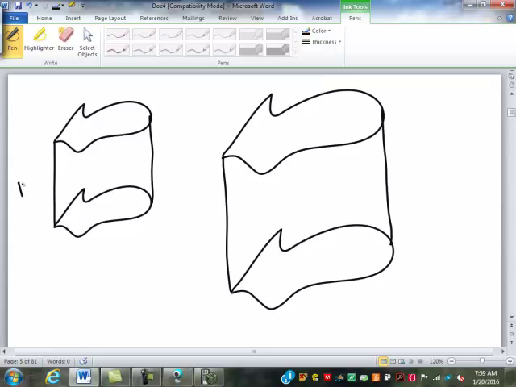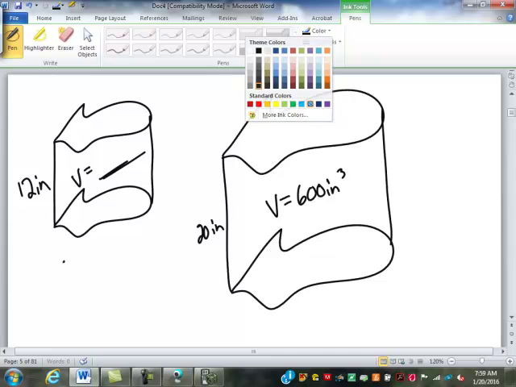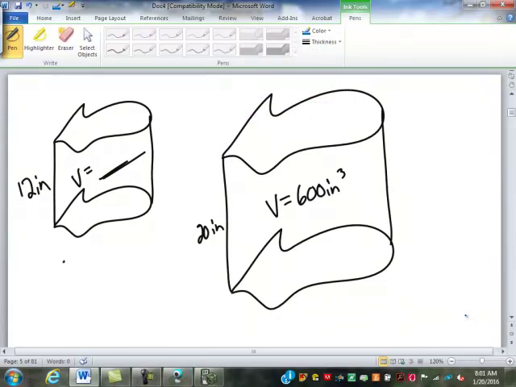Let's say that this here is 12 inches and this is now 20 inches. And this volume here is 600 cubic inches. What does this volume here have to be? In your notes, try to figure that out for me quick. So, ratio of lengths. What's the ratio of lengths here? 12 to 20. I'm going to reduce that by 4, to 3 to 5.